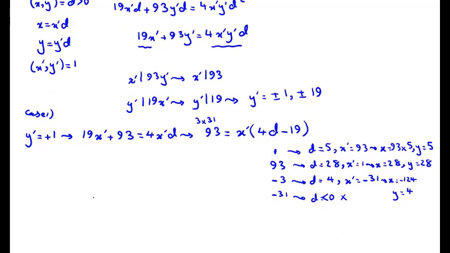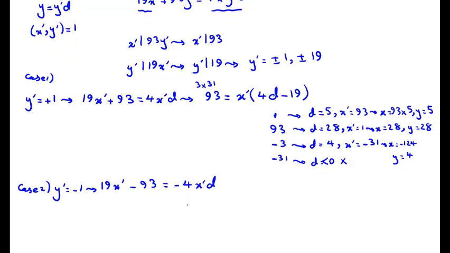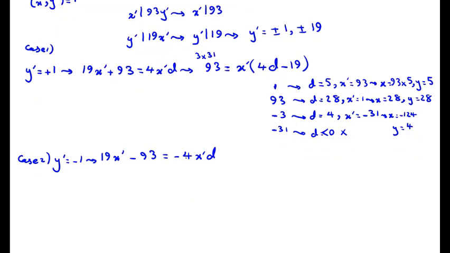Now, the next one, we consider what? Case 2, y' equal to negative 1. Then we can say, if we replace y' with negative 1, 19x' - 93 = -4x'd. And here, if we take this to the left-hand side and factor out x', and take this to the right-hand side, x' times (19 + 4d) equals 93.